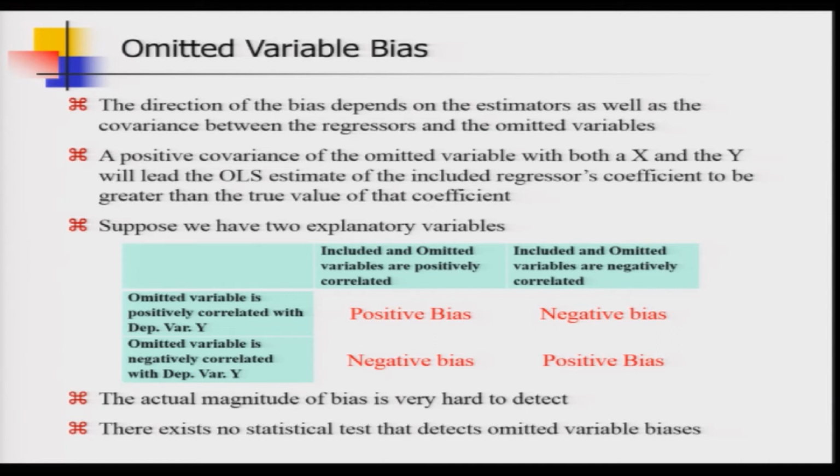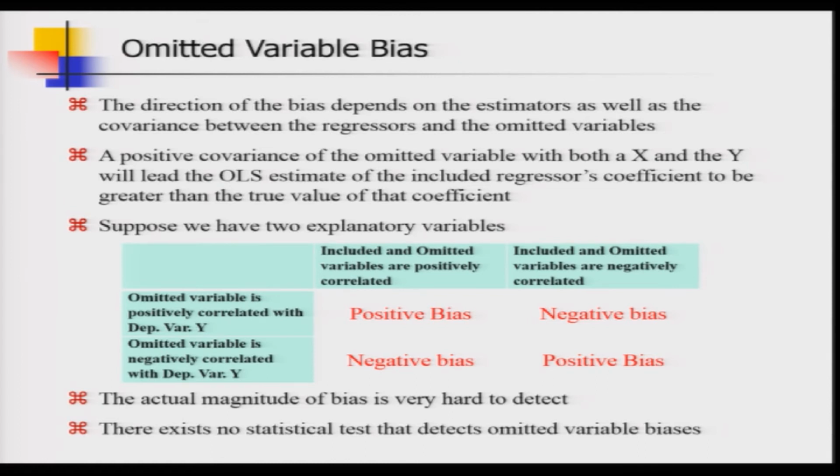Let us now look at one case of negative bias, and then I will stop because the rest you can follow. Now let us concentrate on the second column, which is saying that included and the omitted variables are negatively correlated, and let us assume that my omitted variable is positively correlated with the dependent variable y, which is given in the first row. Again in that case bias will come, but the direction will be different. And this time we are going to get negative bias. Similarly, you can see different combinations are going to lead to different types of bias.